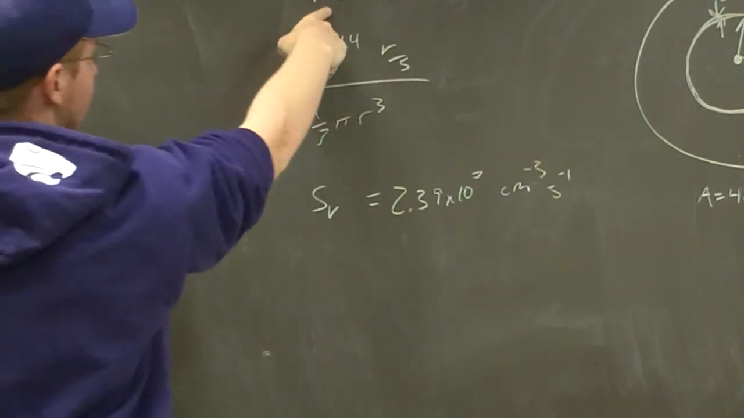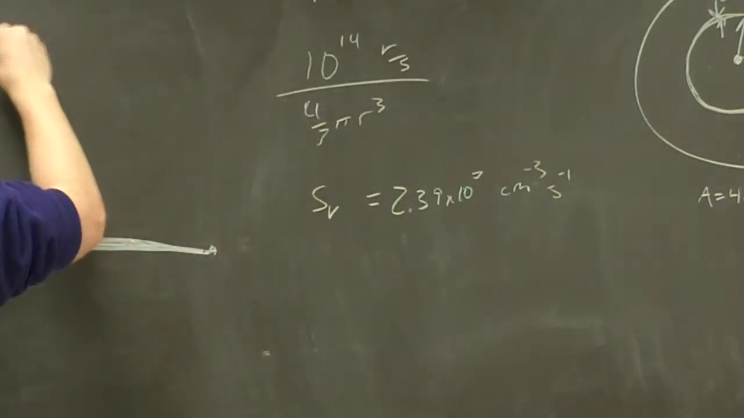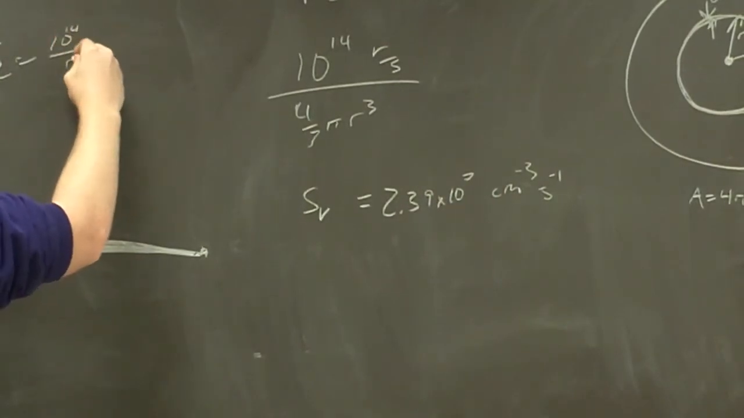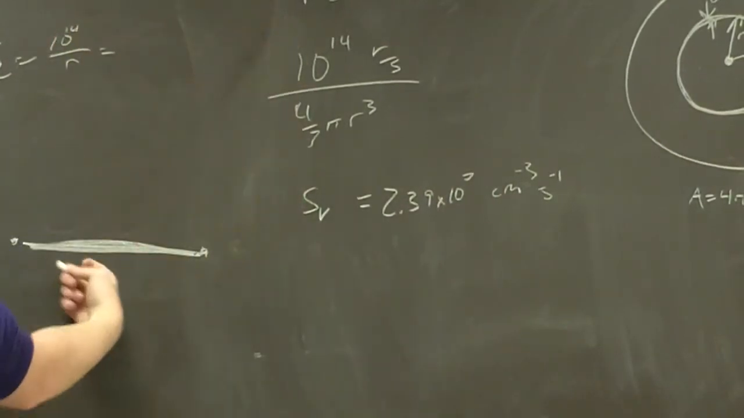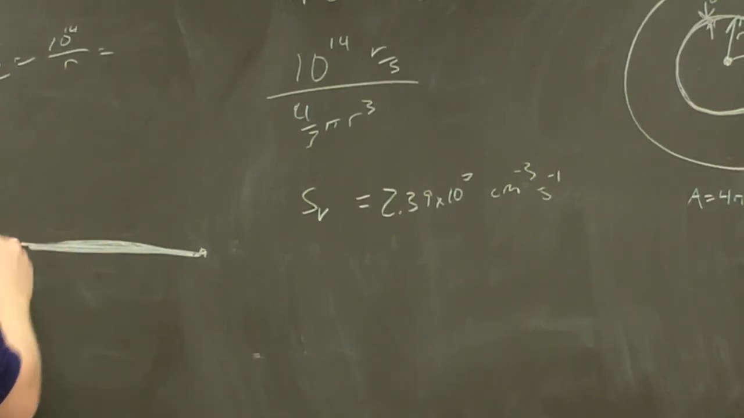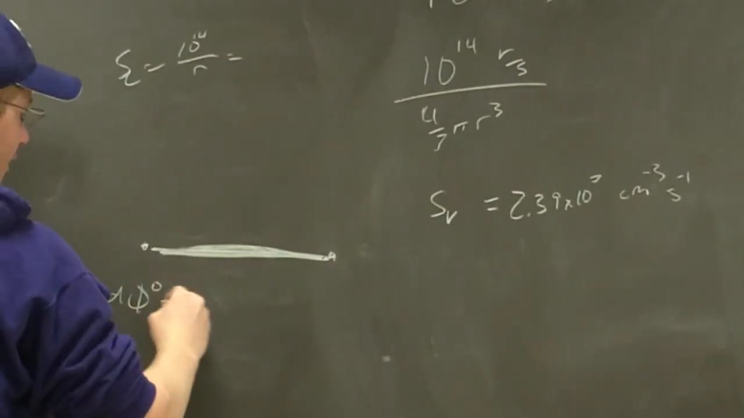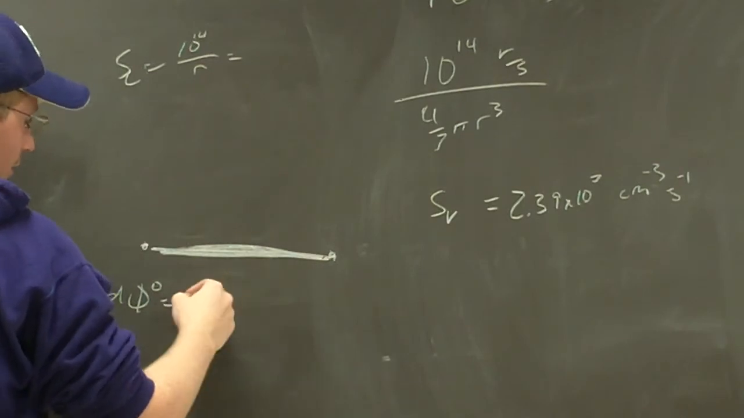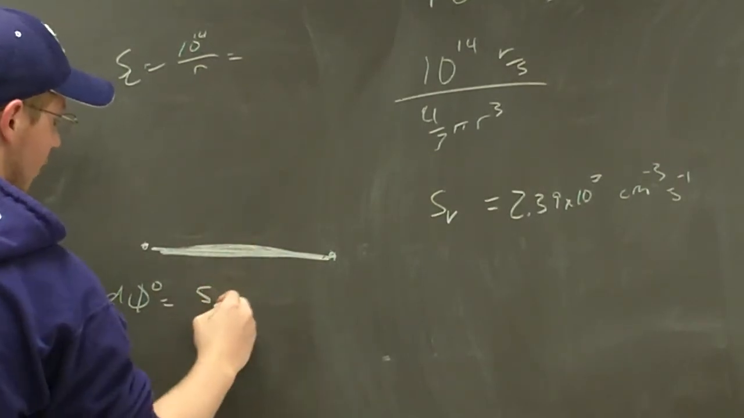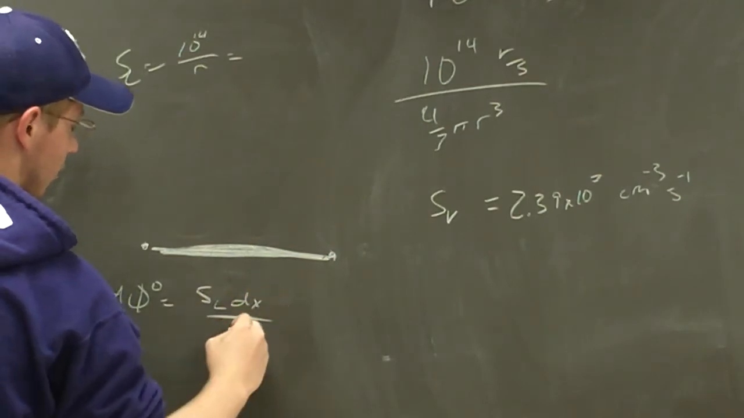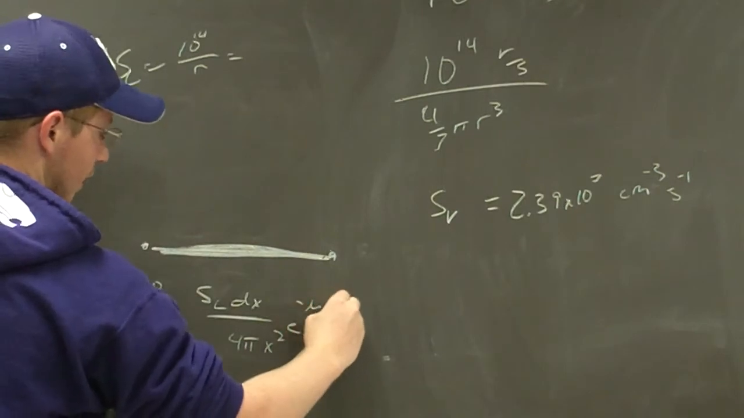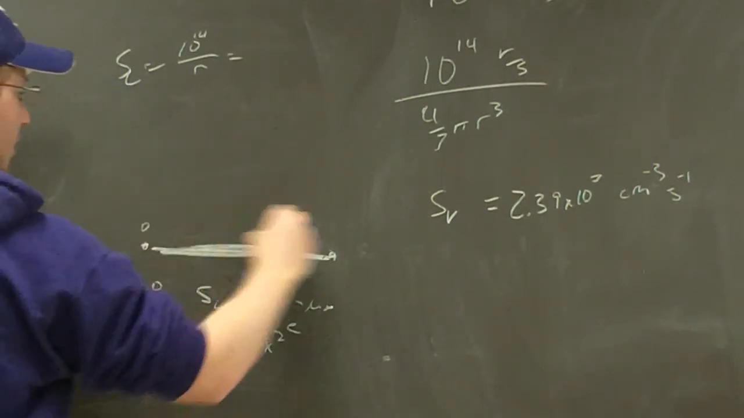So you take this and divide it by R, and you get SL equals 10 to the 14 over R, some value per length. And then you'd say that the differential flux is equal to SL dx over 4 pi x squared times e to the negative mu x, and integrate from 0 to R.